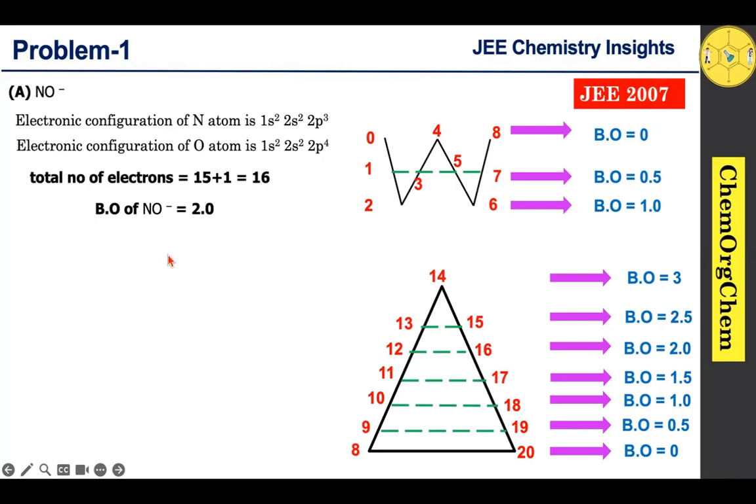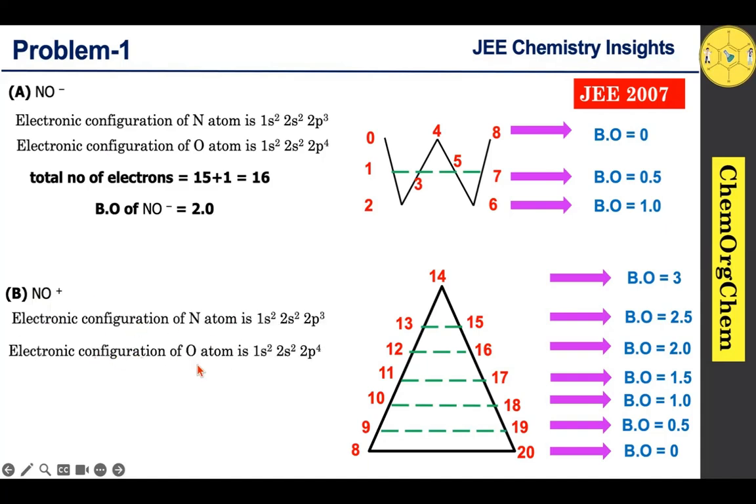Next, moving on to option B. Here NO plus. Just like that, you write down the electronic configuration of the nitrogen atom and the electronic configuration of the oxygen atom. Now you calculate the total number of electrons. Since it is NO positive, you should subtract one electron, resulting in 14 electrons. So 14 electrons means their bond order is 3.